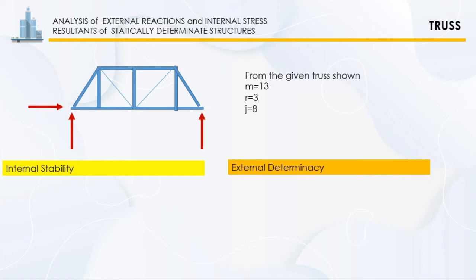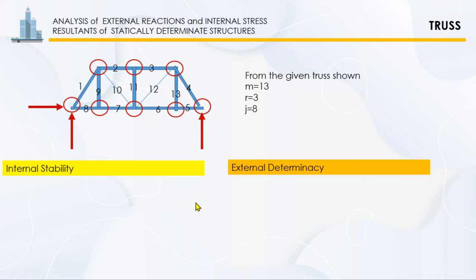So let's have an example. For this given truss, we have 13 members, 3 reactions, and 8 joints. The members, class, are the number of pieces of bars. And the joints are the number of their connections. So, we have 1, 2, 3, 4, 5, 6, 7, 8.